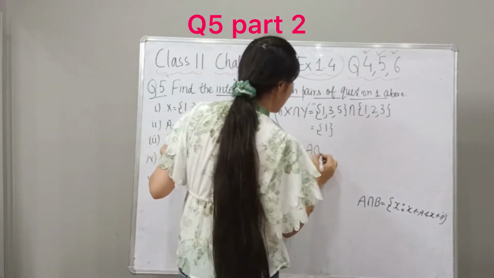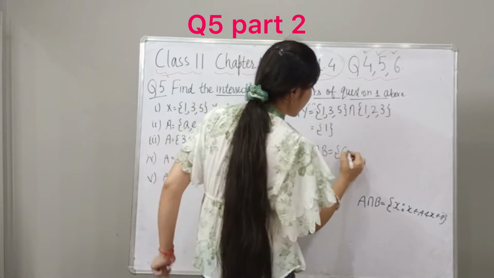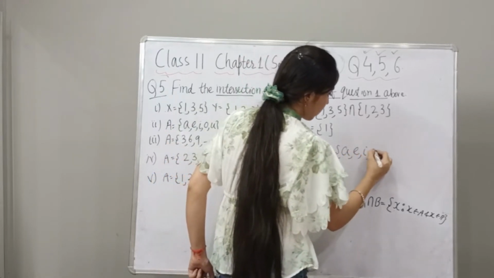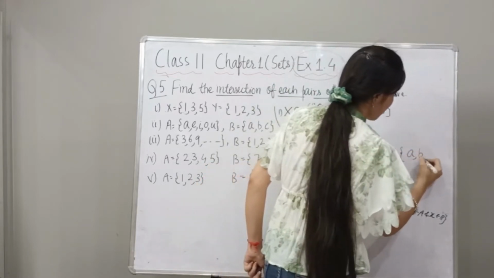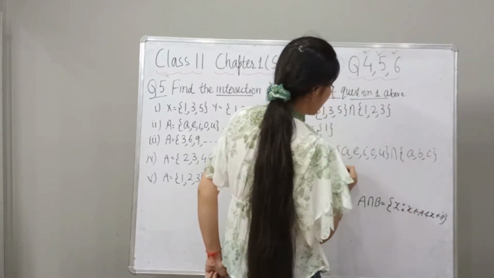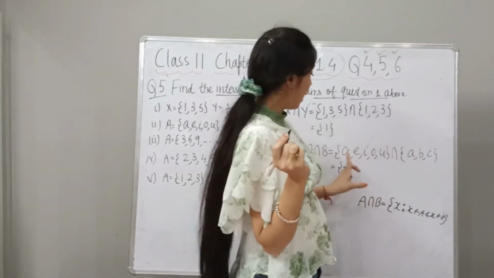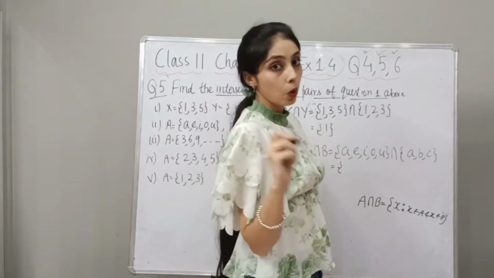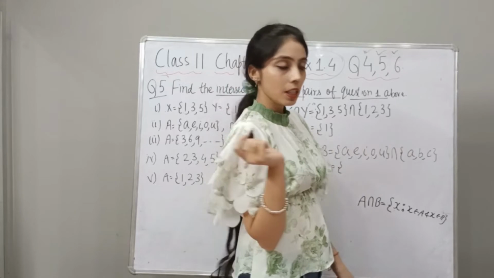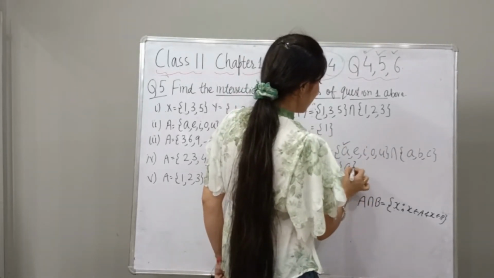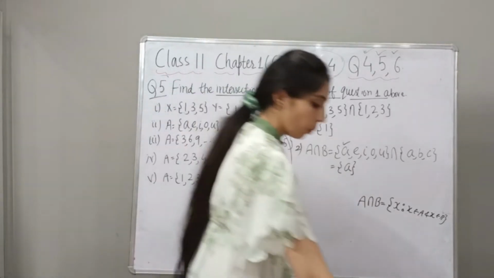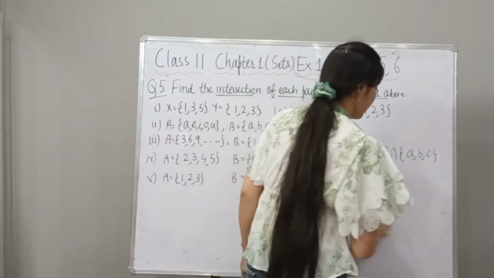We have to find the intersection of A, E, I, O, U and A, B, C. Okay. So we have to write those elements which are common in both. So here A is common. So the intersection will contain only one element.